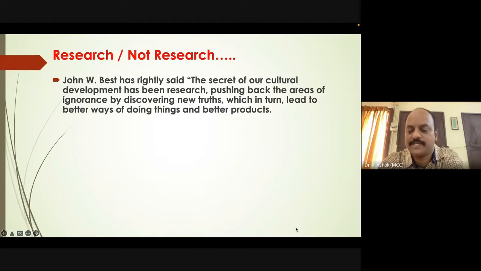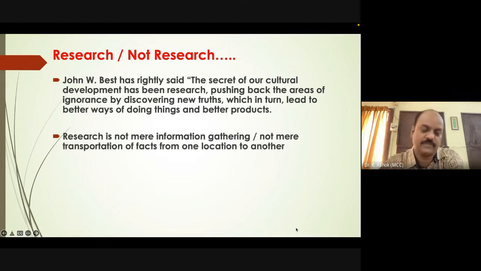John W. Best has rightly said, the secret of our cultural development has been research, pushing back the areas of ignorance by discovering new truth, which in turn leads to better ways of doing things and better products. So it is research that has brought us new truths. The idea of research is to discover new truth in any discipline.